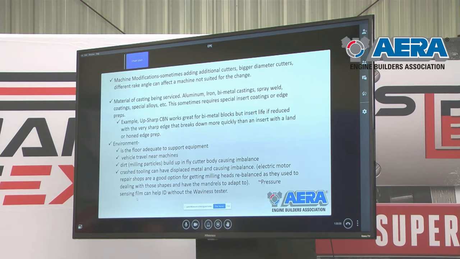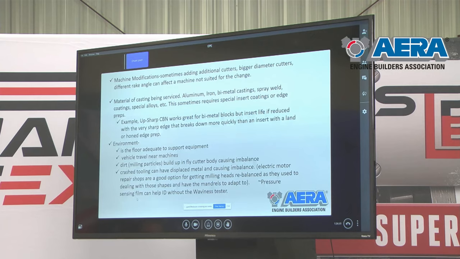Material of casting being serviced: aluminum, iron, bimetal castings, spray weld, like the high velocity spray arc stuff to save blocks, any special coatings. More recently, we talk often about compacted graphite, ductile.